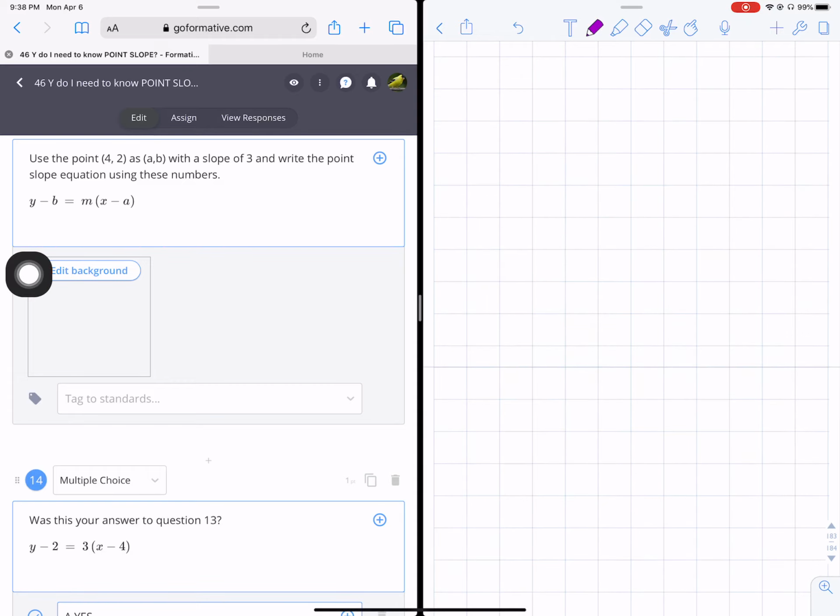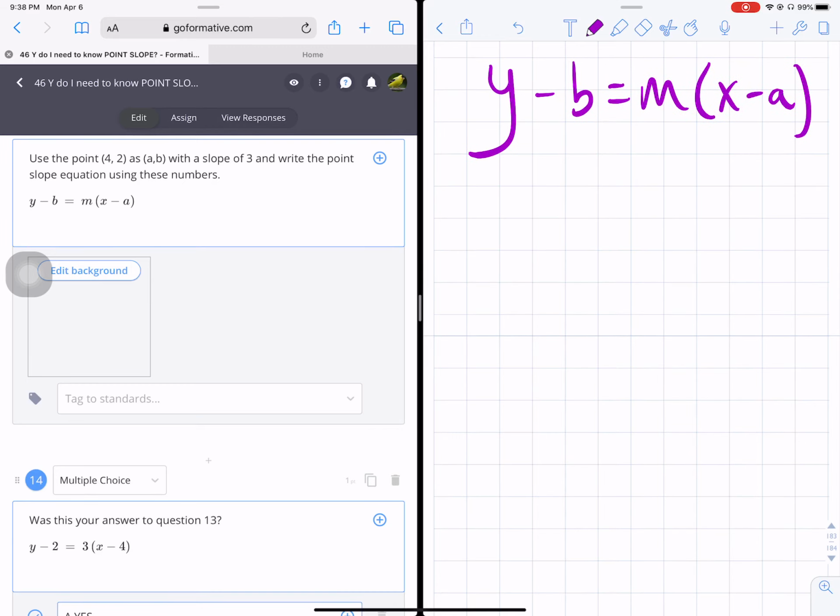Okay, here we go. First and foremost, I'm going to write the equation again because you can never get enough. When you're annoyed doing math is when you almost have it. Okay, so keep going. They've asked us to do 4, 2 as A, B. So instead of A, I'm going to write 4. And instead of B, I'm going to write 2. And then instead of my slope, M, I'm going to write 3.